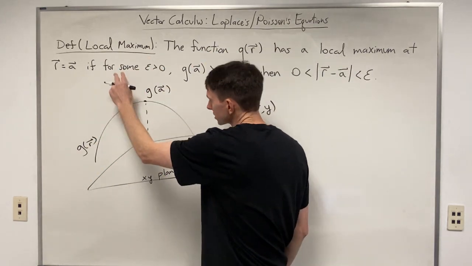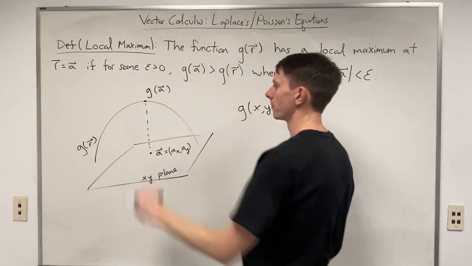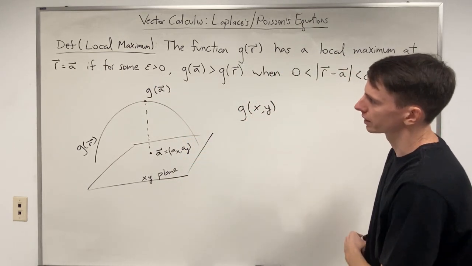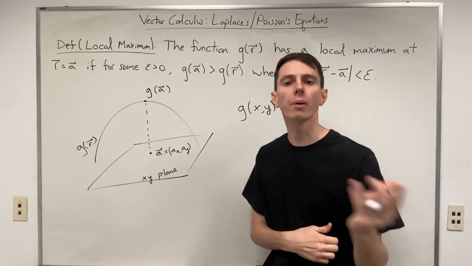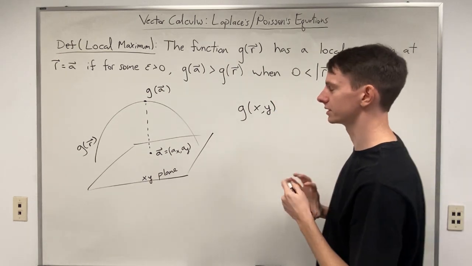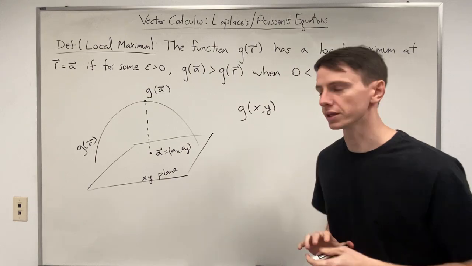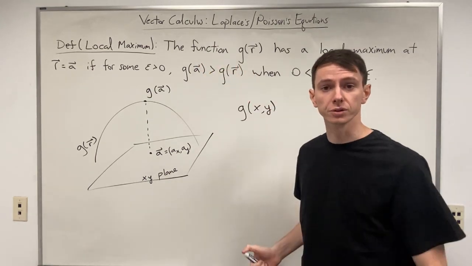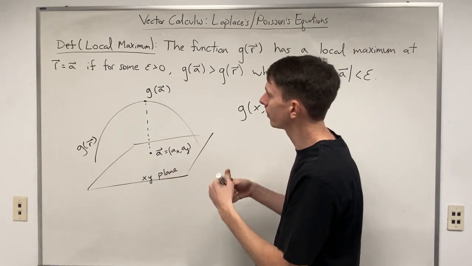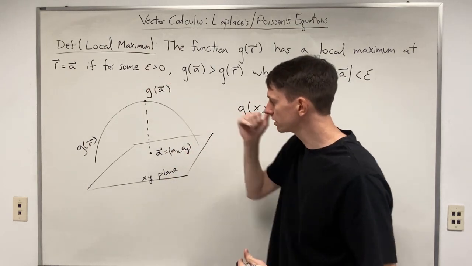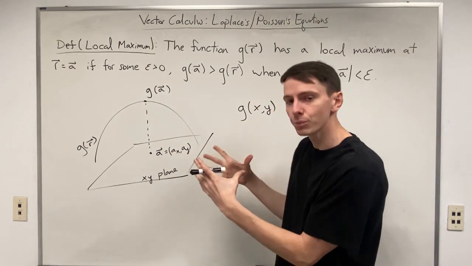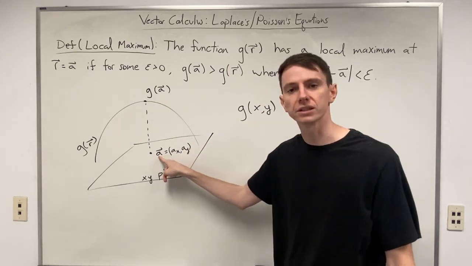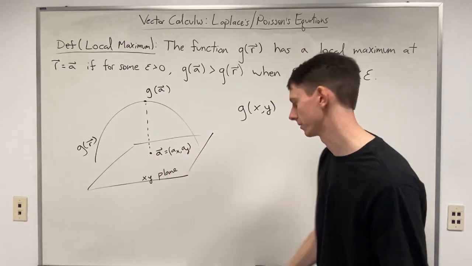It's saying if for some epsilon greater than 0. Now, epsilon is a parameter that we usually take to be a small positive number, and we see this a lot in courses like real analysis. But we're just going to take it to be some positive number. And what it's going to do is define a neighborhood, or a collection of 2D points, around this vector value a right here.